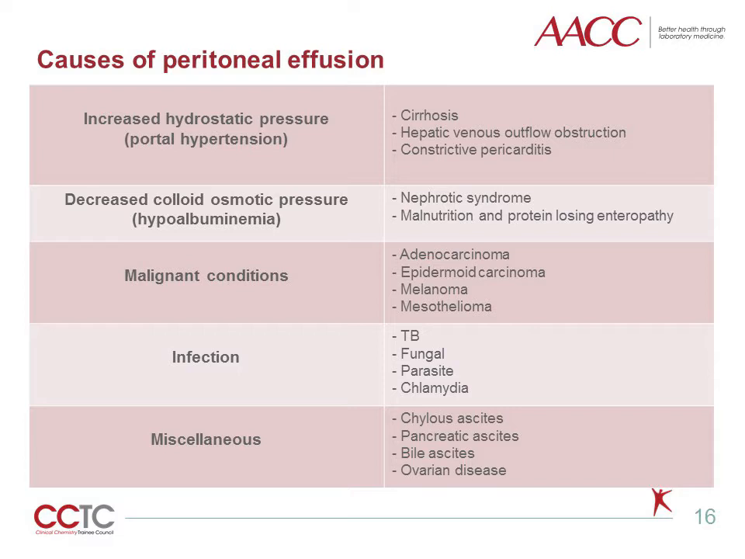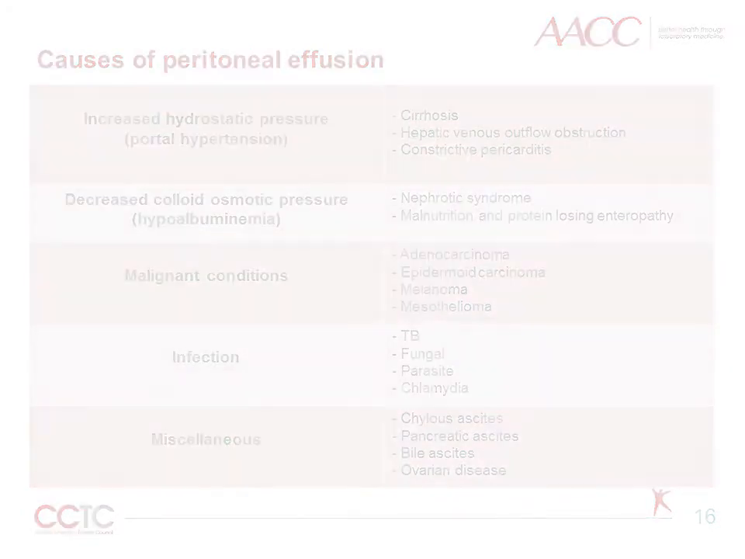Another major cause of peritoneal effusion is malignancy, such as adenocarcinoma, epidermoid carcinoma, melanoma, and mesothelioma. Infections are often associated with conditions such as tuberculosis. Miscellaneous causes include disease conditions such as chylous ascites.